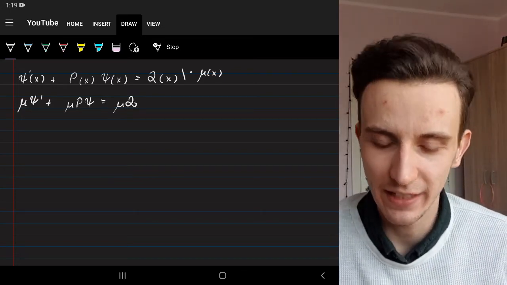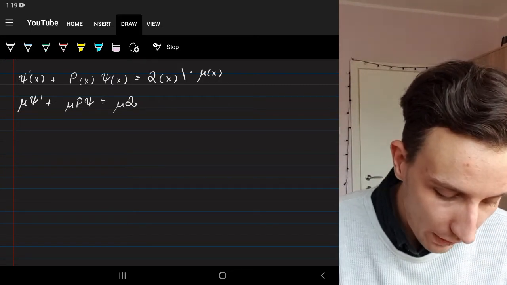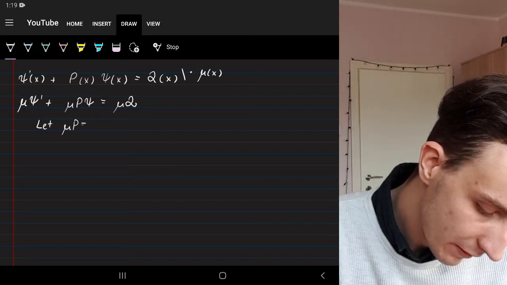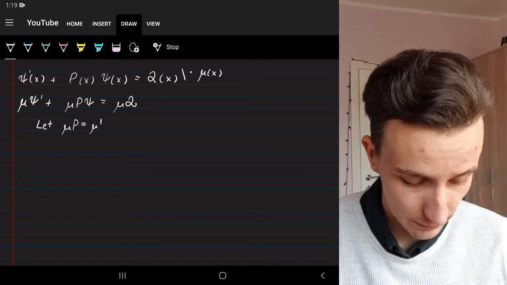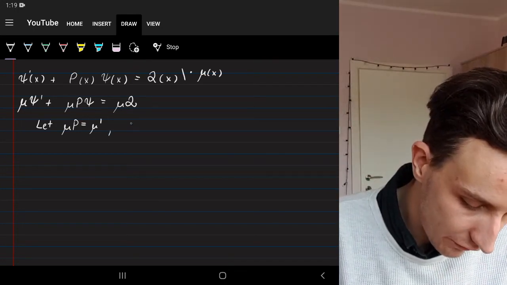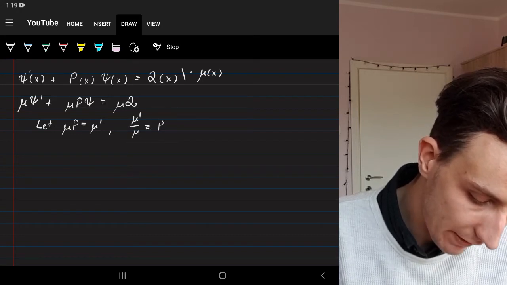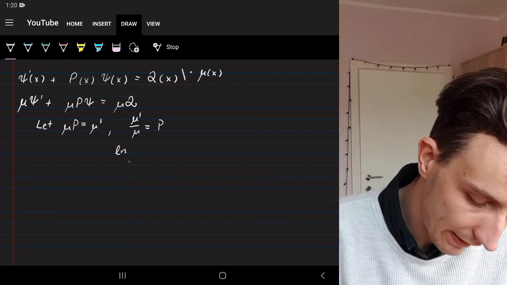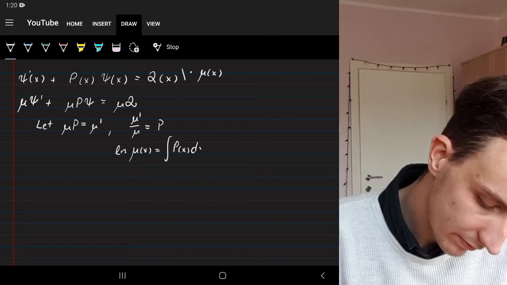So far, why did we do this? Well, since mu is arbitrary, why wouldn't we say let mu p be mu prime? P is a function that we have, function of x, but mu is completely arbitrary, so we can definitely find such a function. In fact, such a function is mu prime over mu equals p, or if we integrate both sides, we get ln mu of x equals integral of p of x dx.